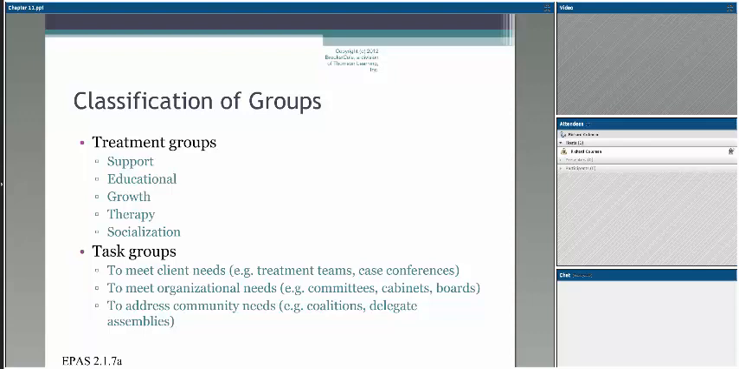Task groups, on the other hand, are different. They are a group that is pulled together for a specific task, where there's a specific item or agenda or project or outcome that they are working towards, and the goal of that group setting has nothing to do with treatment, but more to do with how we set up and accomplish this particular task. Underneath here you can also see examples of what task groups look like.